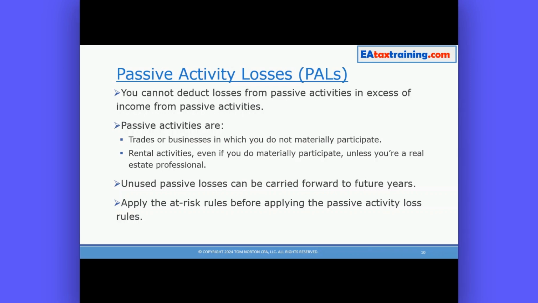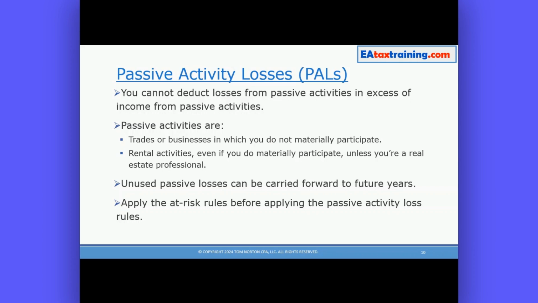So what is a passive activity? It is a trade or business in which you do not materially participate. We're going to talk about what that means on the next slide. Also, it is a rental activity, even if you do materially participate, unless you are a real estate professional. We talked actually in part 1 about being a real estate professional, so we're not going to talk specifically about that again.